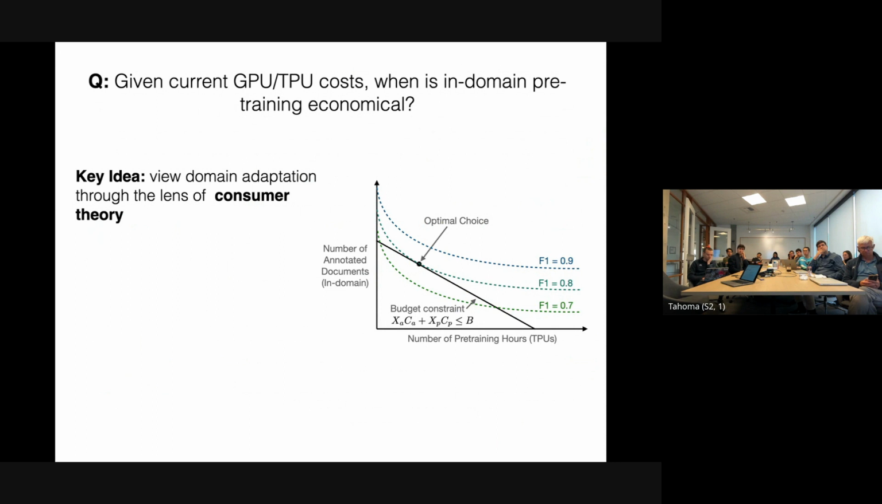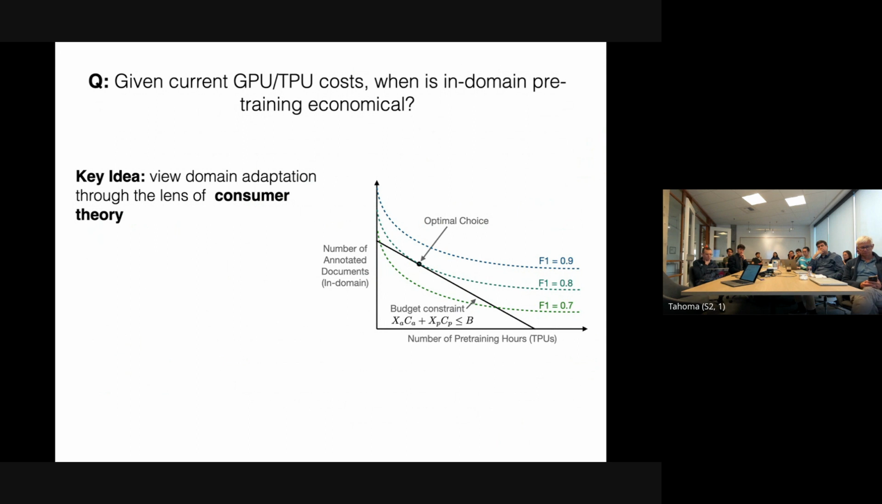So if you open up an introductory microeconomics textbook, you might see a figure that looks something like this, where on the x-axis you have the number of pre-training hours that you trained the model for. And then on the y-axis is the amount of in-domain documents that you've annotated. And you can think of any particular point in this graph as a particular combination of pre-training and annotation that has some cost associated with it, right?